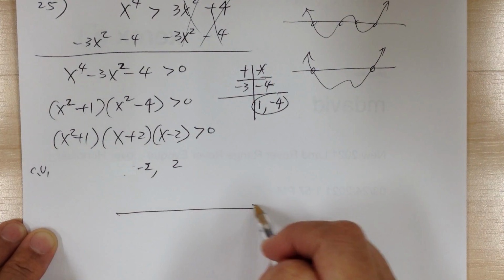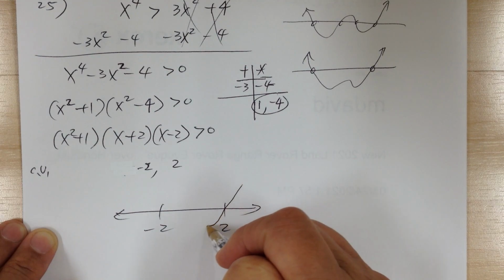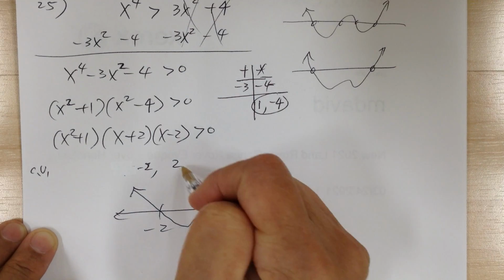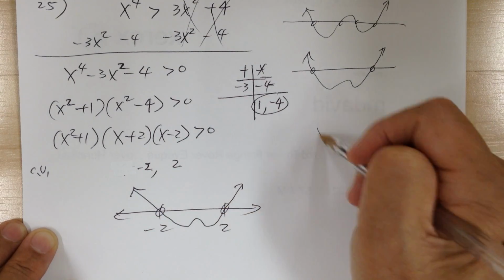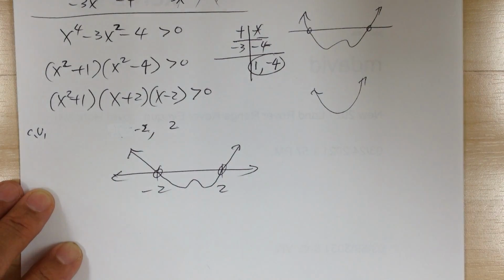So if you sketch, you've got negative 2 and positive 2, and your graph is going to look something like this. Now if you don't know this, it doesn't matter. Since you only got 2 points, all you have to do is get these 2 points. If you just have a U shape, that's fine. It doesn't matter. You just want a picture to visualize.